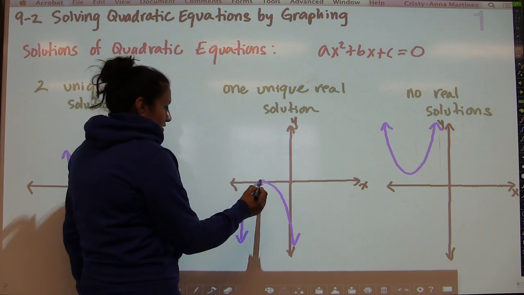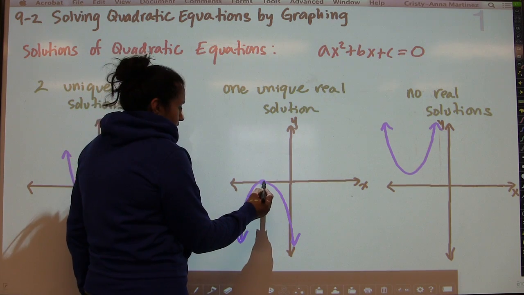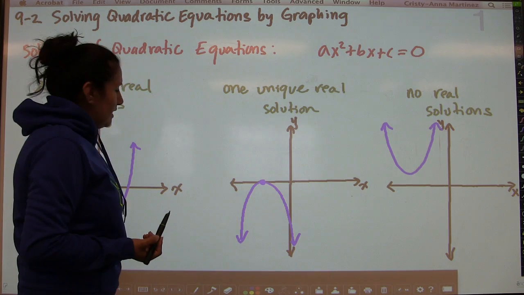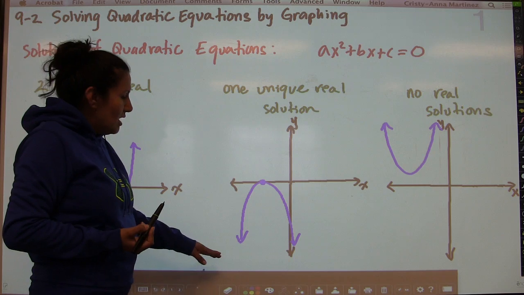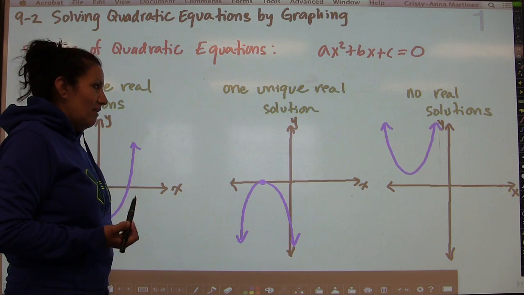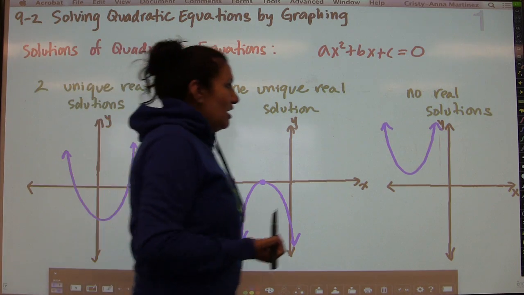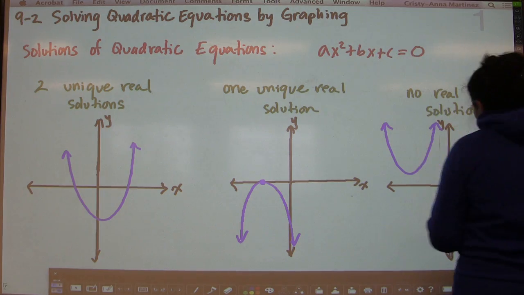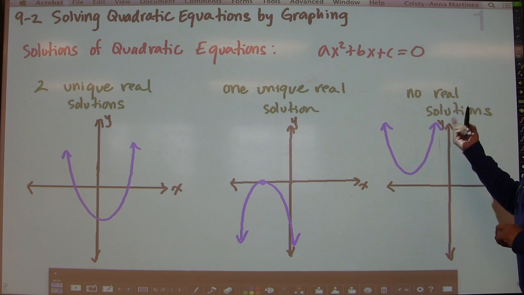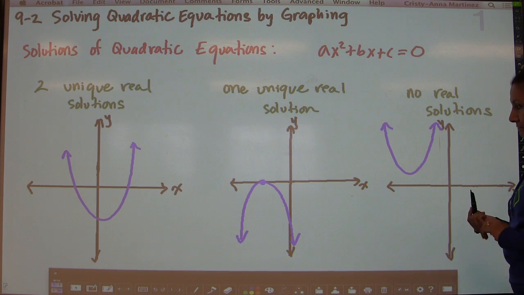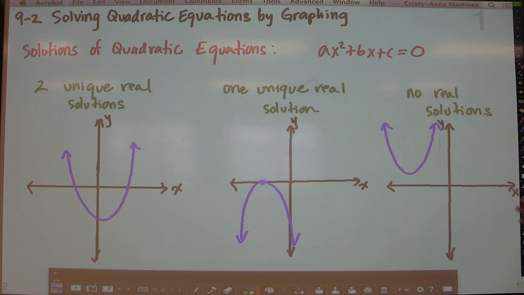I'm just trying to draw a vertex there. So when the vertex touches the x-axis but doesn't actually cross, in that case you're only going to have one unique real solution. And then of course it's possible that the parabola doesn't intersect the x-axis at all, and in that case you would have no real solutions. Those are the three scenarios.